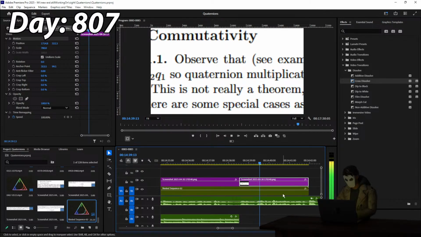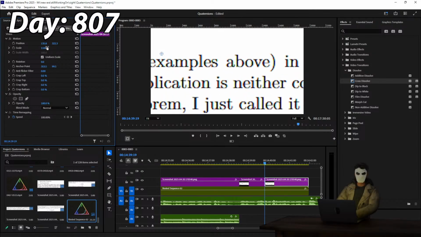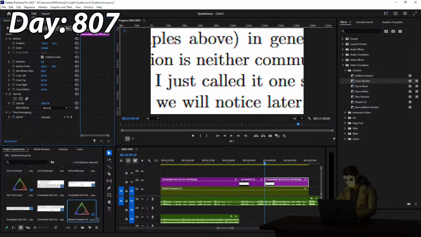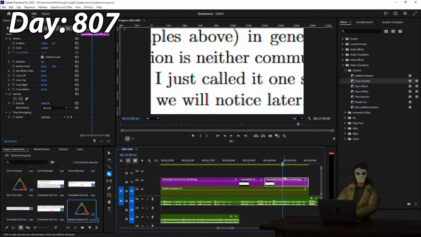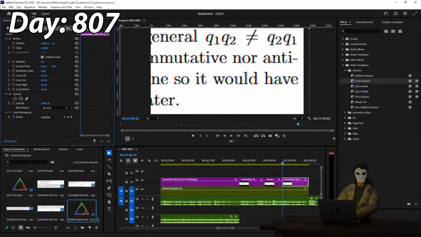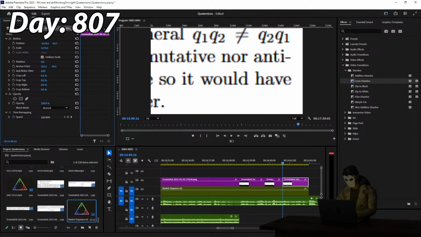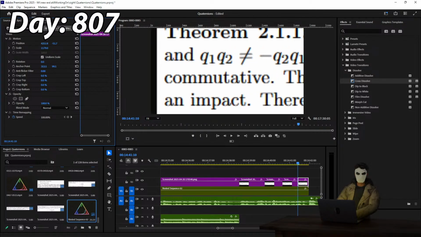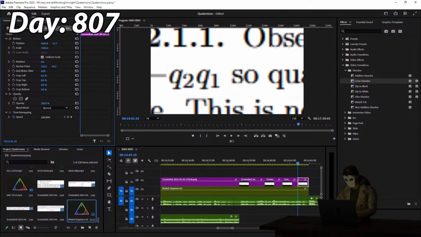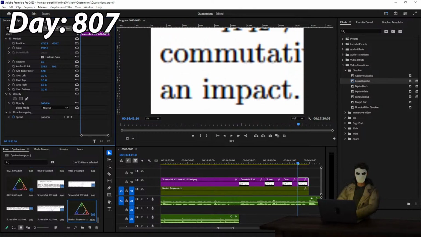This is not really a theorem. I just called it once. Called it once. So leave it. I said leave and I was meant to say have, whatever. Happens to the best of us. I mean, clearly it happened to me. Impact.